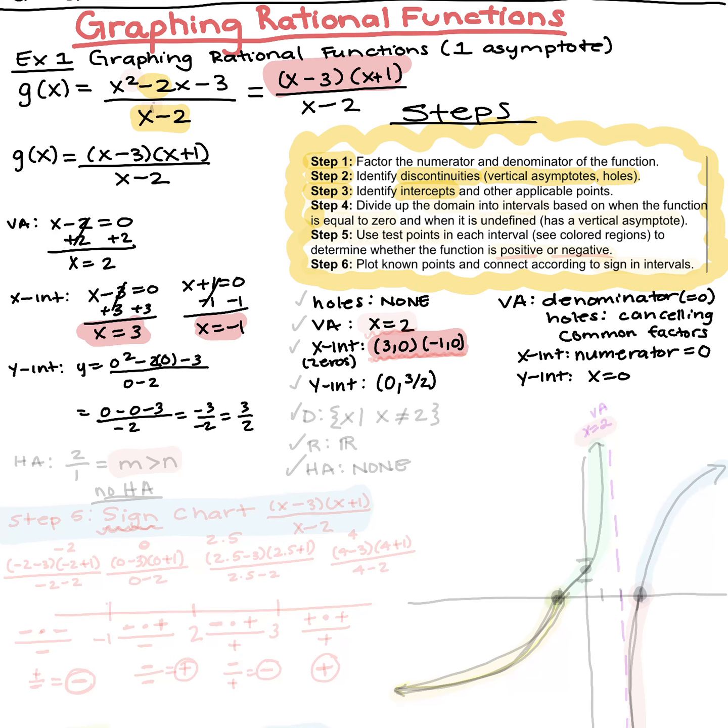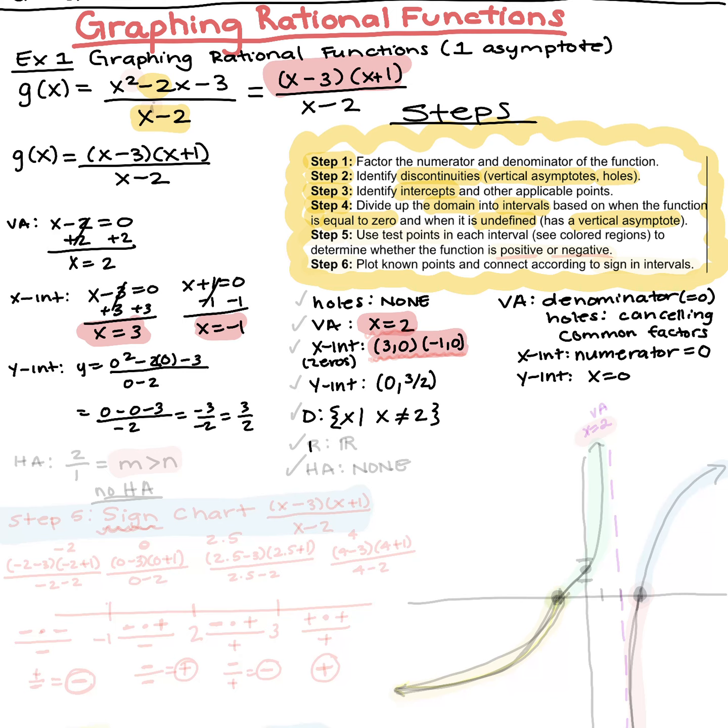Okay? Now the next step says to divide up the domain into intervals based on when the function is equal to 0 and when it is undefined, aka has a vertical asymptote. So, domain, you basically just have to include the restrictions. Now I'm going to use set builder notation, so I'm going to say I want the x values such that x cannot equal 2, because this right here is the only discontinuity that I have. So I'm just going to say x cannot equal 2. Other than that, it'll be every single other value.